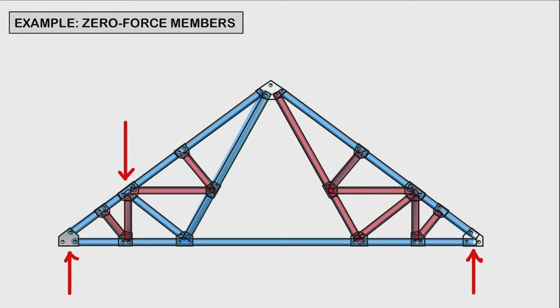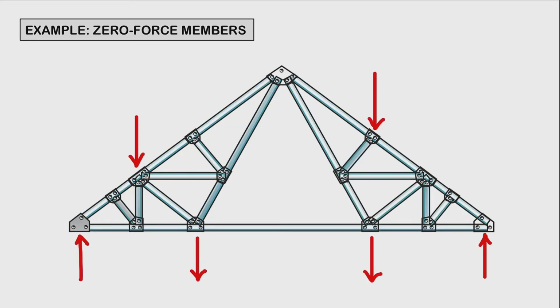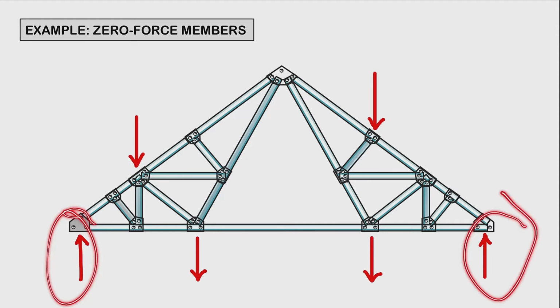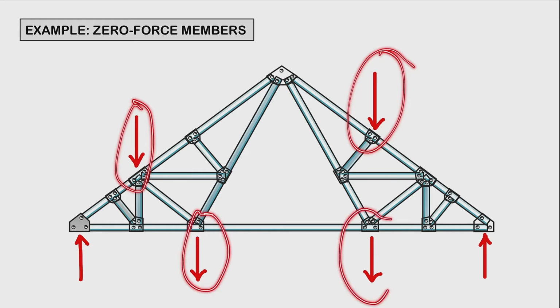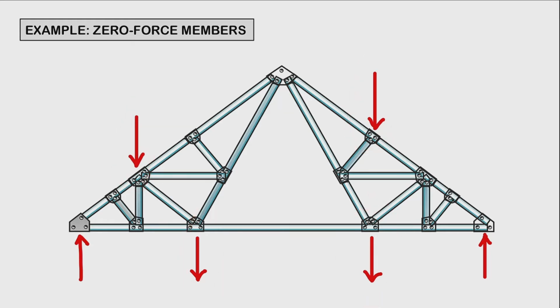All right. So let's do another example right here. So again, we have our supports at the ends of our truss, and then we're going to have 4 applied loads on this joint, here, and here. All right. So let's investigate which members are zero force members. So we can start at this joint.